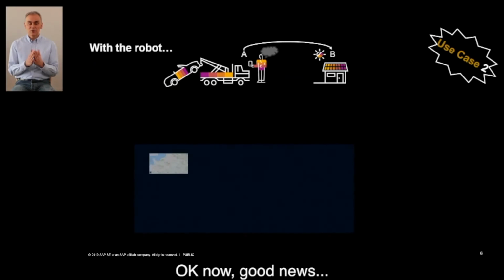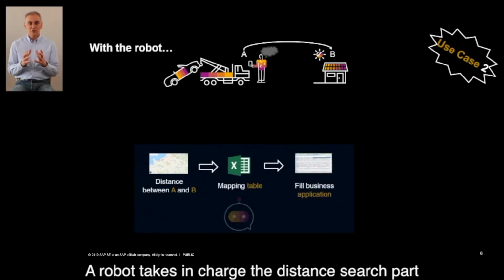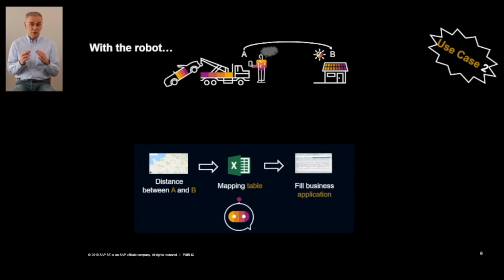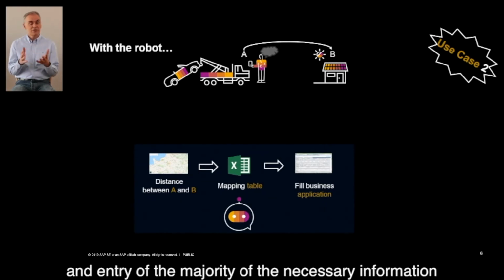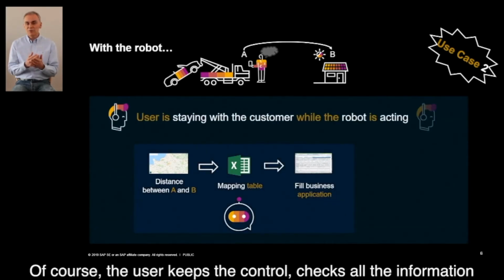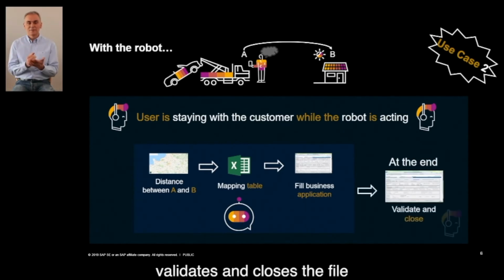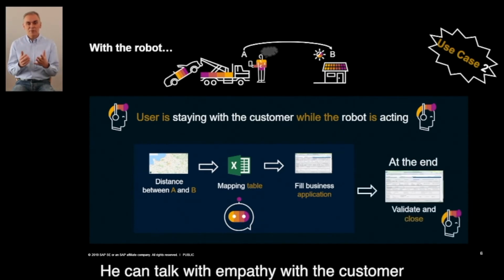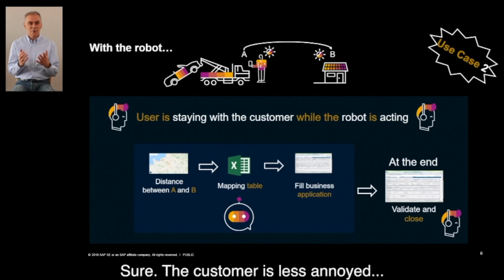Okay, now, good news, the user's got an assistant. A robot takes charge of the distance search part, consultation of the Excel sheet, and entry of the majority of the necessary information. Of course, the user keeps control, checks all the information, validates and closes the file. He can talk with empathy with the customer, who is quickly informed of the next steps. Sure, the customer is less annoyed.